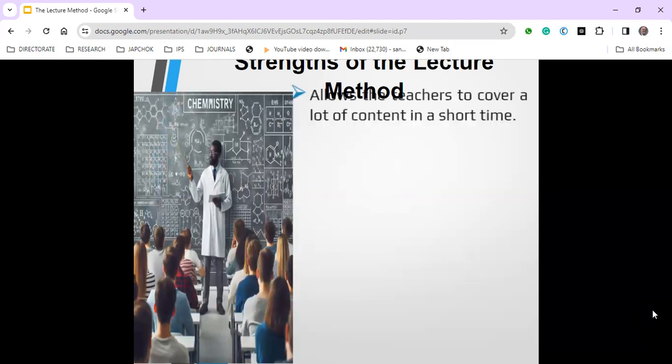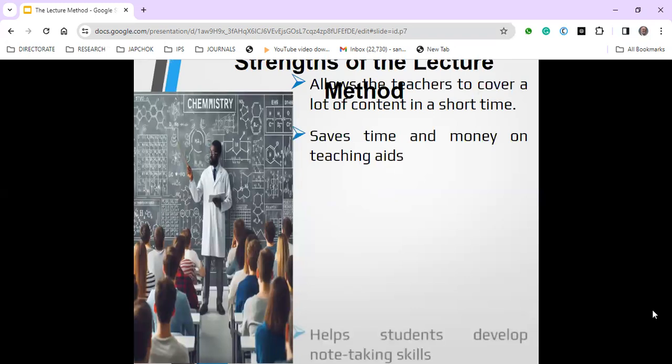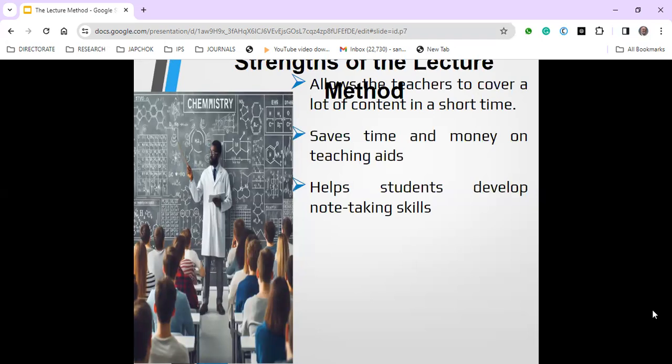One interesting thing is that the lecture method allows the teacher to cover a lot of content in a short time. The lecture method saves time and money on teaching aids, just like what you see here. Apart from the chalkboard, the teacher doesn't need any aid. So it saves time on materials. And one other good advantage is that it helps the students to develop note-taking skills, and it fosters independent learning. You're on your own.